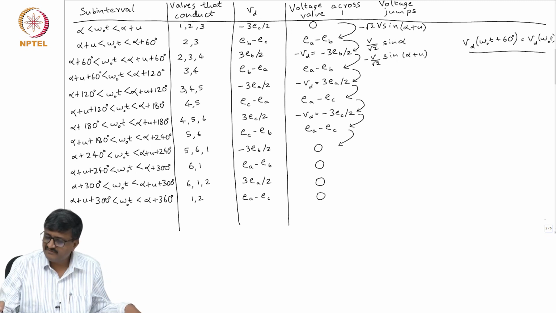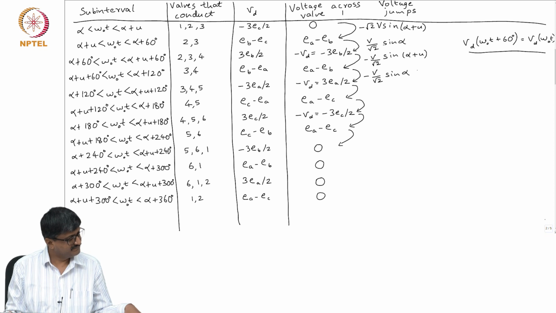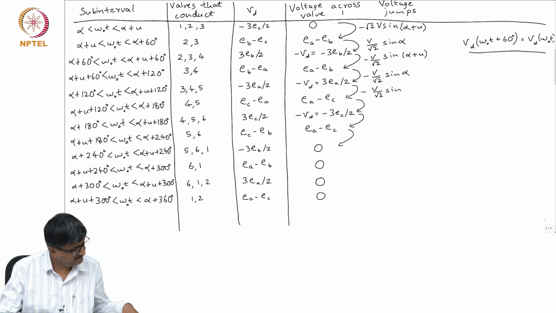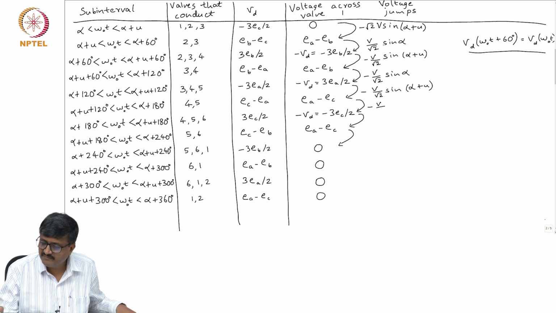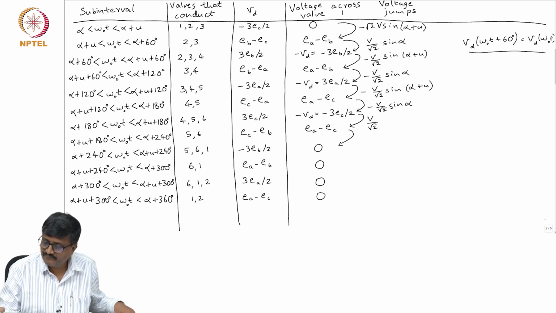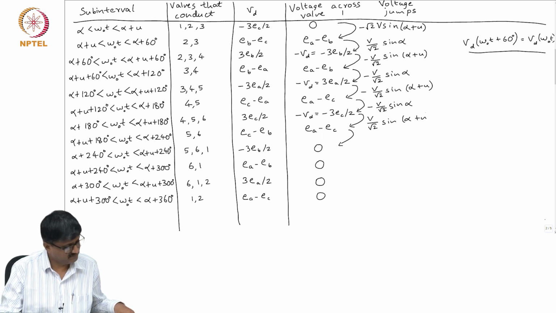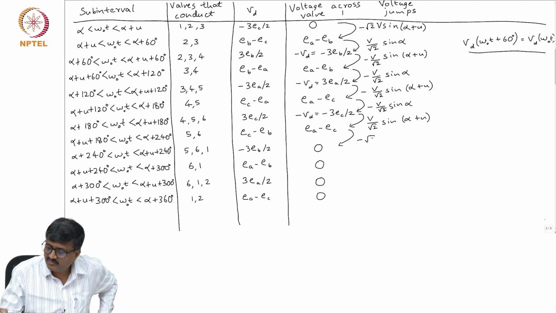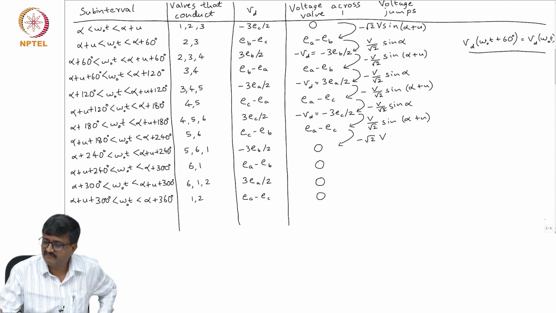The fourth jump is minus V by root 2 sin alpha. Then it is minus V by root 2 sin(alpha plus u), minus V by root 2 sin alpha, V by root 2 sin(alpha plus u). The last jump is 0 minus (E A minus E C) evaluated at alpha plus 240, which is minus root 2 V sin alpha.